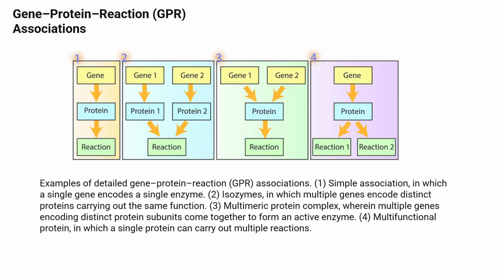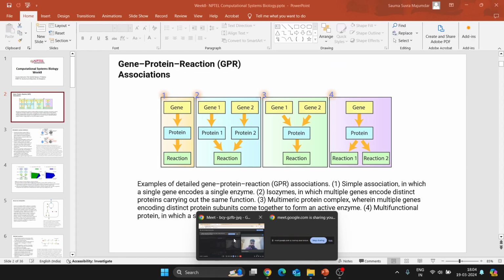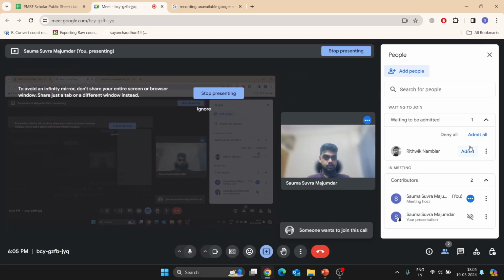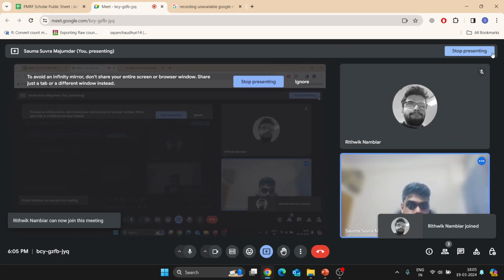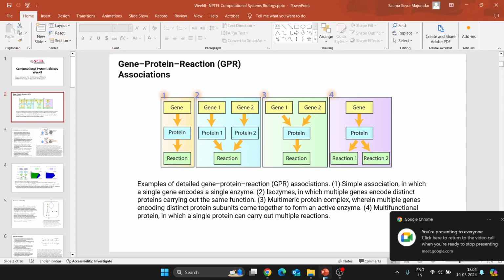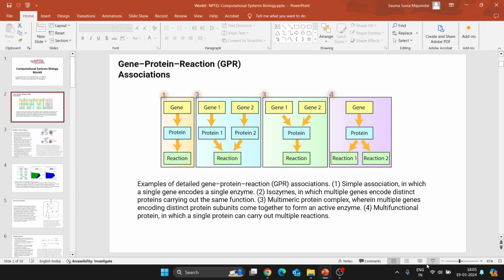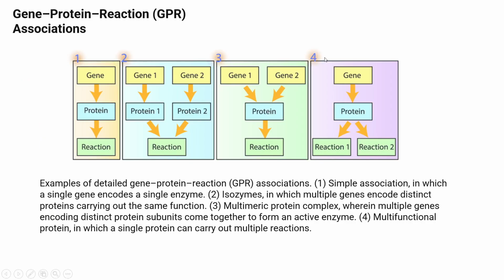Okay. So the first topic that we'll cover today is gene protein reaction associations. This is a schematic trying to explain what gene protein reaction associations are. So first we start with the concept of gene protein reaction association. This schematic describes different gene protein reaction associations.